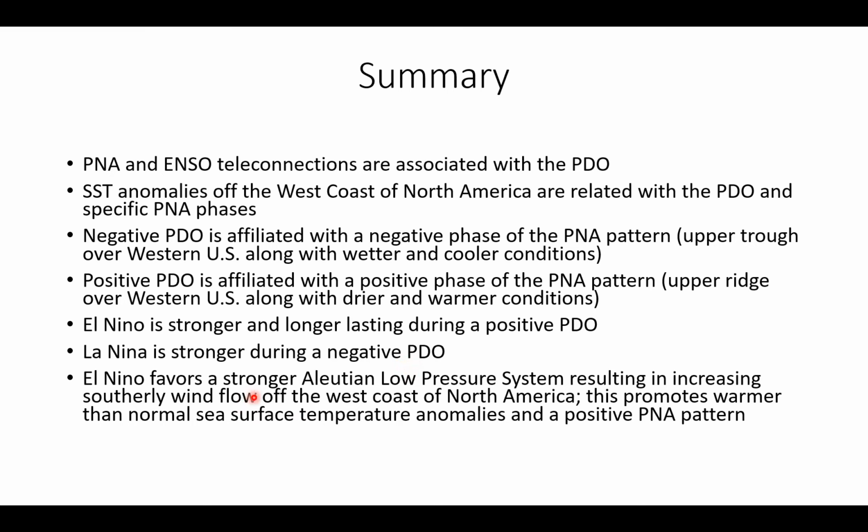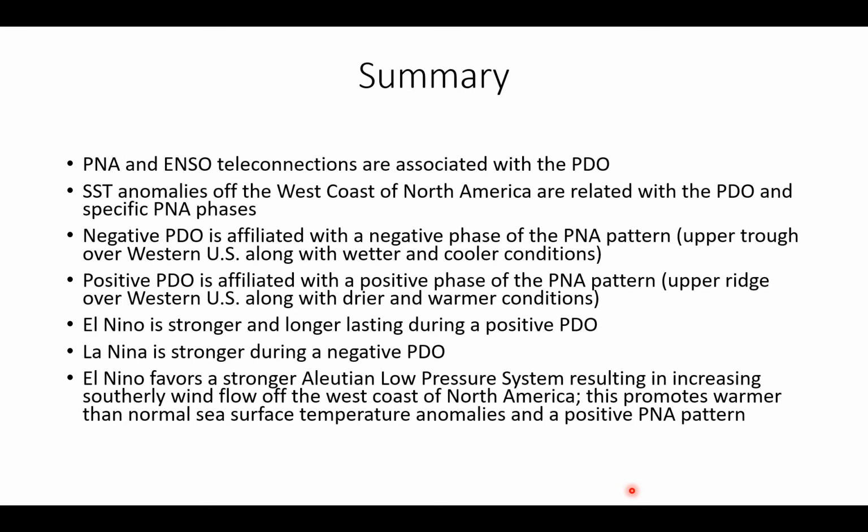Now, the El Nino favors a stronger Aleutian low pressure system. This results in increasing southerly winds off the west coast of North America. This is going to promote warmer than normal sea surface temperature anomalies. And what does that mean? Warmer than normal sea surface temperature anomalies along the west coast of North America means a positive PDO. And that then ties in with a positive PNA pattern. So El Nino, positive PDO, and positive PNA are all constructively interfering, working in the same direction, in phase.